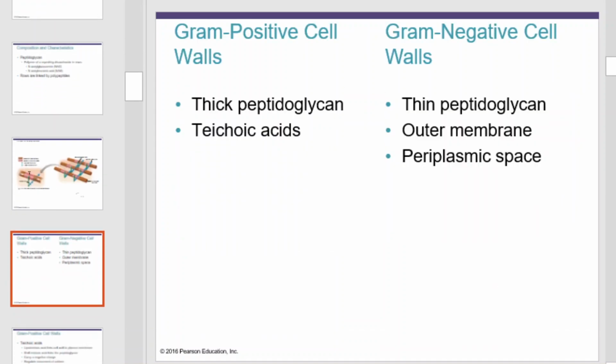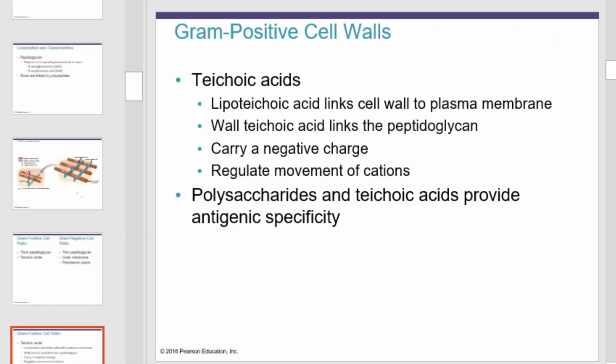The cell wall can be used to distinguish prokaryotes into two groups, the gram-positive and gram-negative group. The gram-positive organisms will have a thick peptidoglycan layer and teichoic acids to hold it together. The gram-negative group will have thin peptidoglycan buried under an outer membrane with a periplasmic space.